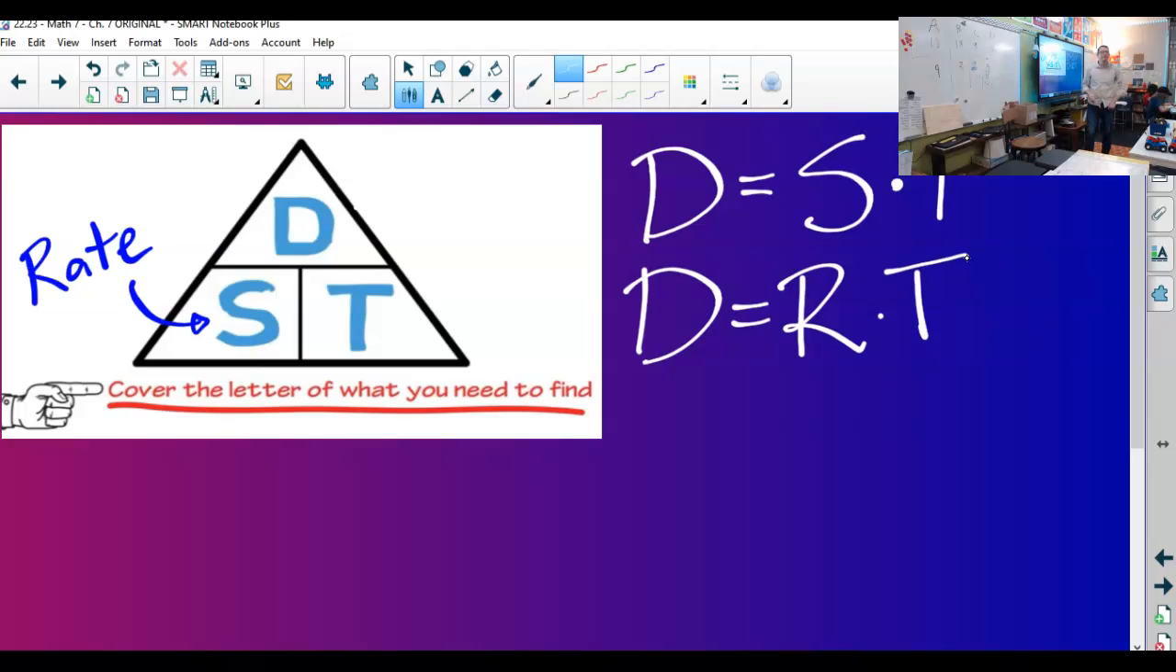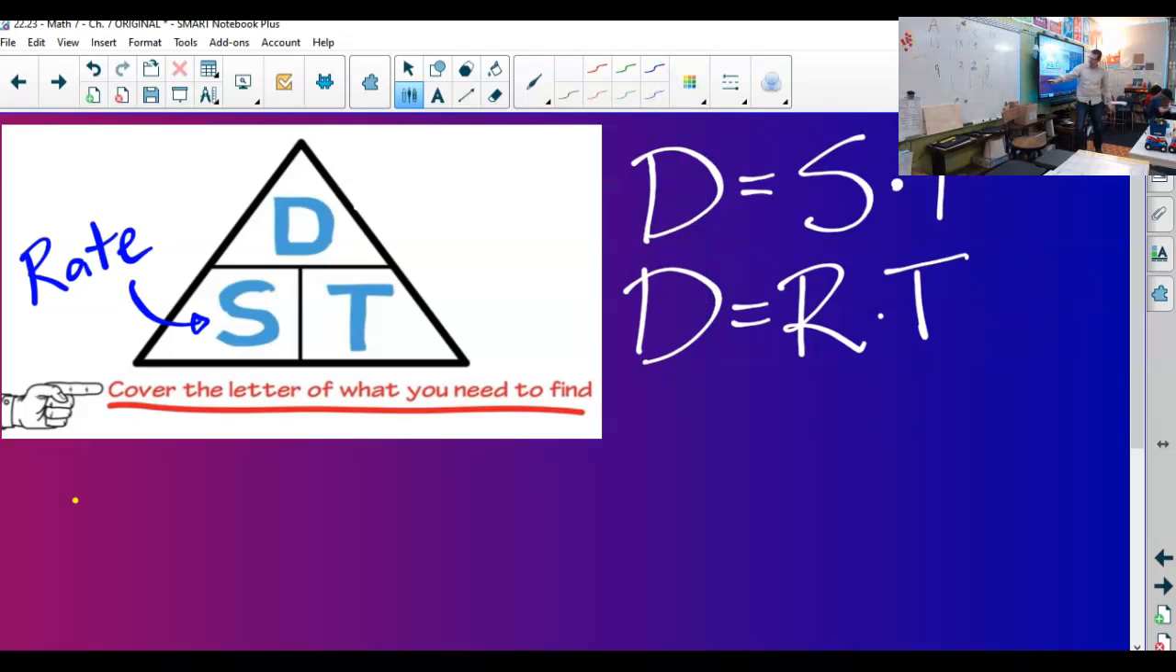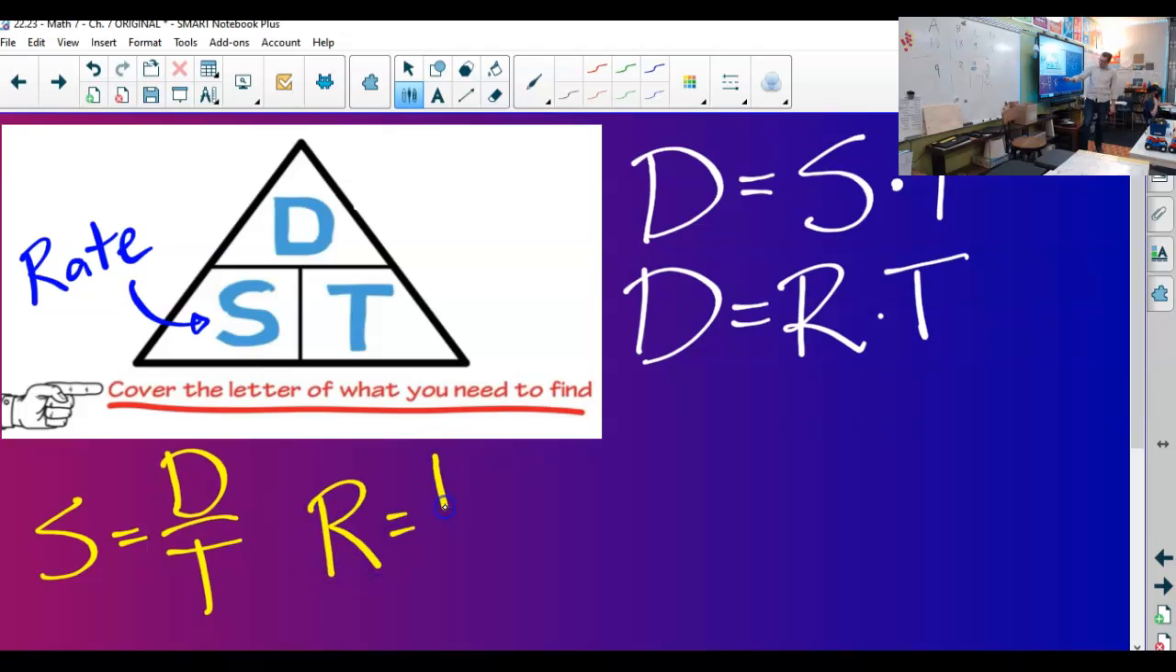What about if you covered up speed? Since it says cover up what you're trying to find. What if we covered up speed? Emery, what would we then have? Then you have to divide D by T. So speed is D divided by T. Or if we use R, rate is D divided by T. You can choose whether you're using S or R.